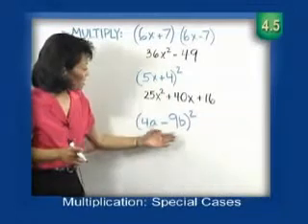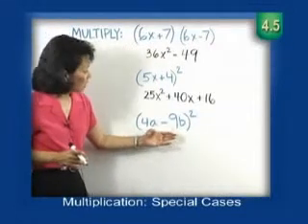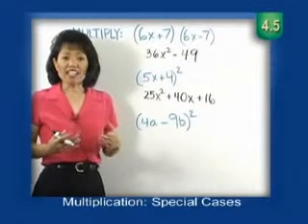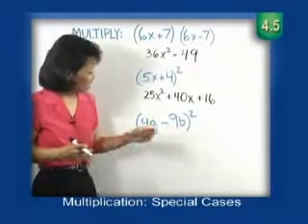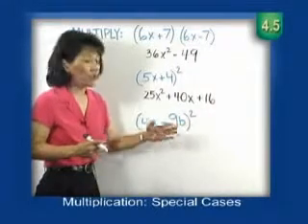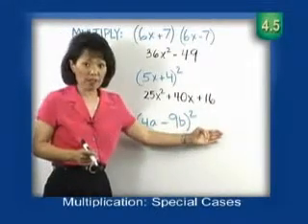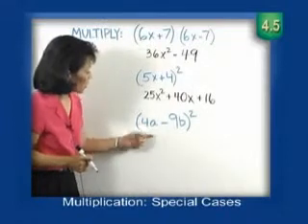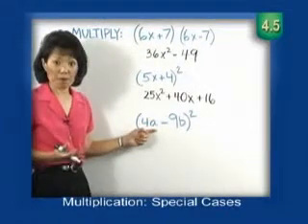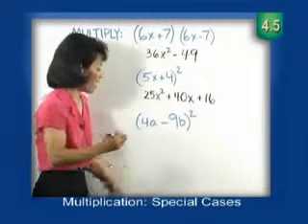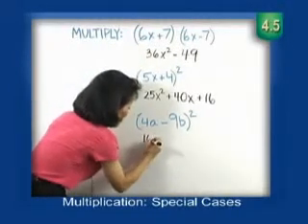Let's look at our last special product. It's very similar to the previous one. In fact, we're going to use the same rule. Let's see if you remember how to do that. When we're squaring a binomial, or in other words, multiplying a binomial times itself, the first entry is the first term times itself, or in this case, 4a times 4a, which is 16a squared.